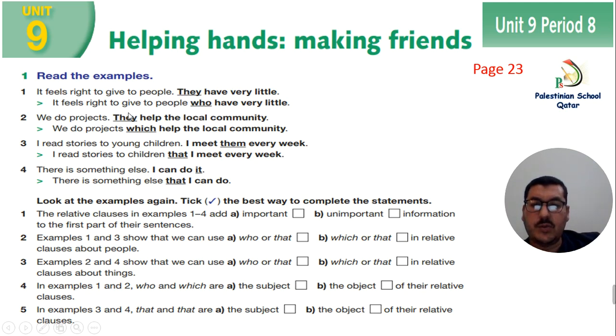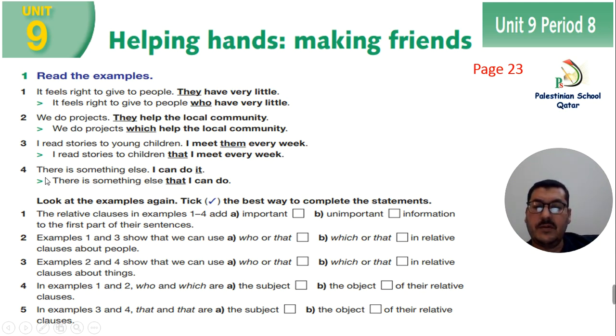Here we are talking, or what do we remove? We remove the subject, as I said before. Number 3, I read stories to young children. I meet them every week. Here I'm talking about them, the object. So when I repeat it with who, which, or that, I have to remove it and remove the full stop. It becomes like this: I read stories to children that I meet every week. So I remove the object and put that, and also remove the full stop.